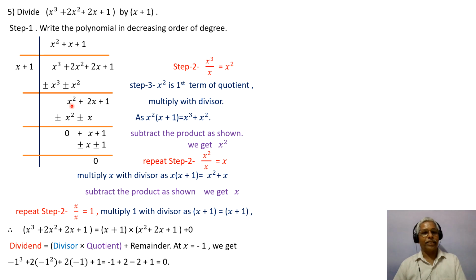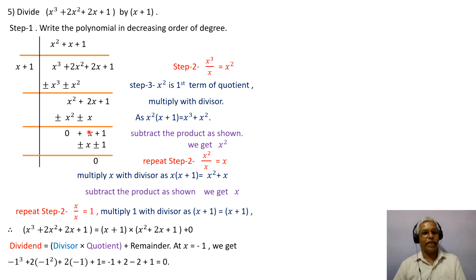Now repeat the second step. x square upon x here is x. This is the second term of the quotient. So x into x is x square, and x into 1 is x. Change the sign, this goes, and 2x minus x is x, bring this 1 here. And now again repeat that second step.